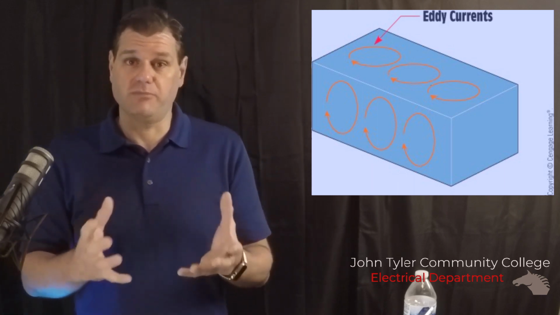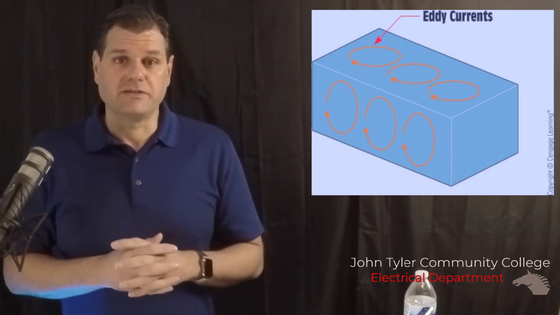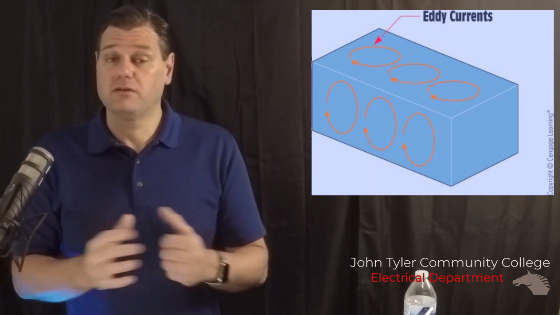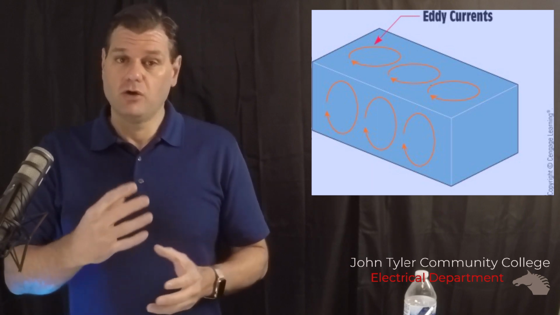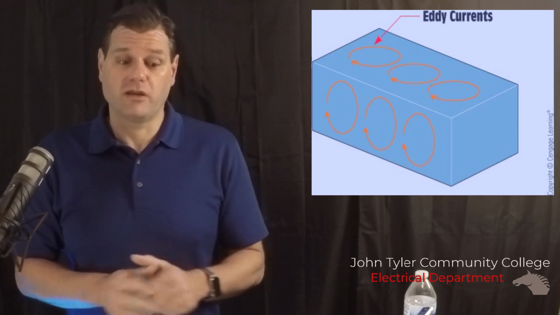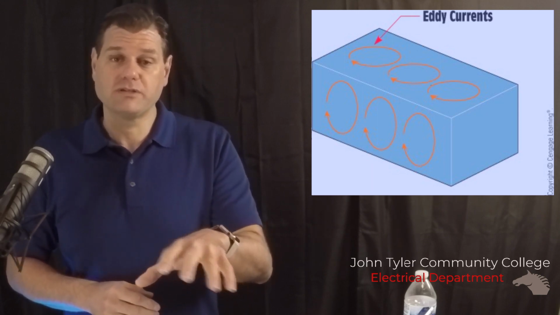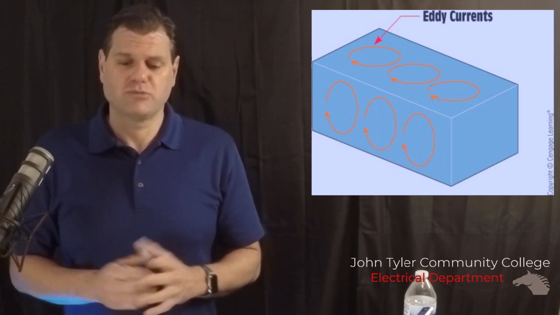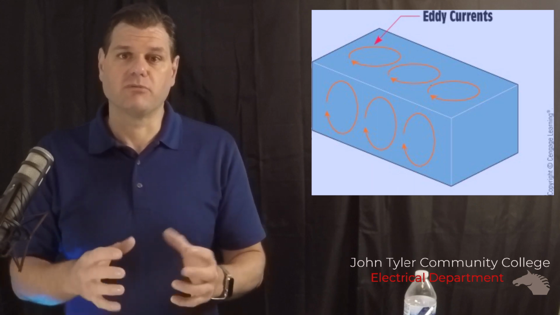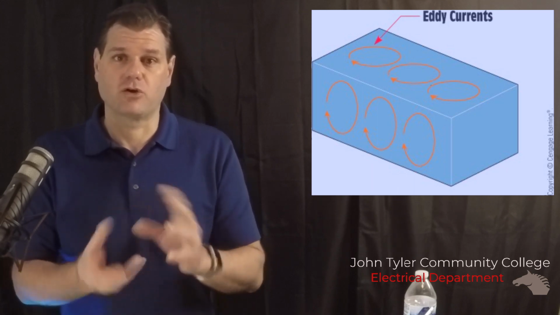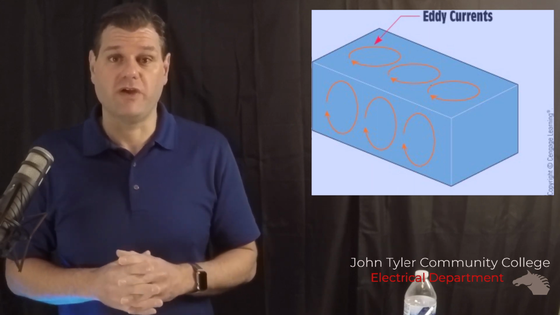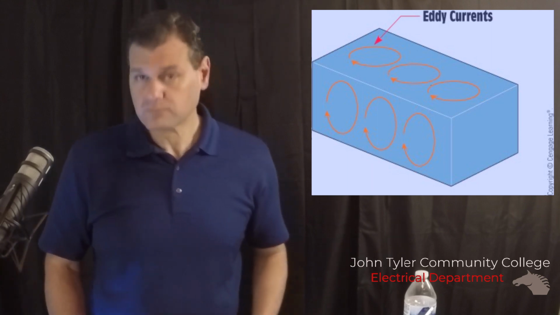This can happen in any metal, and it creates heat. So if you ever have a generator running or even a motor running, and you put your hand on top and feel how warm it is, those are eddy currents. Some is friction, some is from the bearings, but most of it is from eddy currents, the magnets and the coils switching phases back and forth.